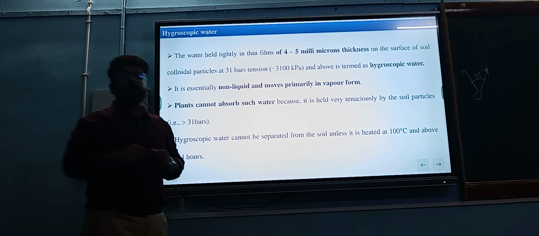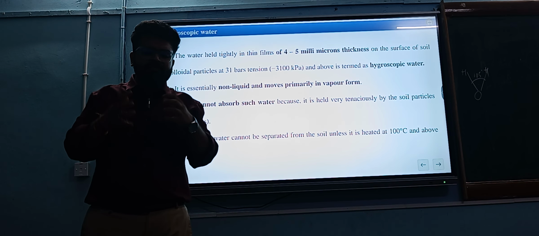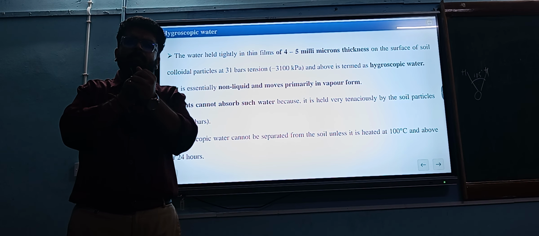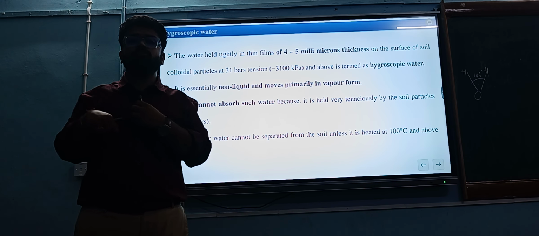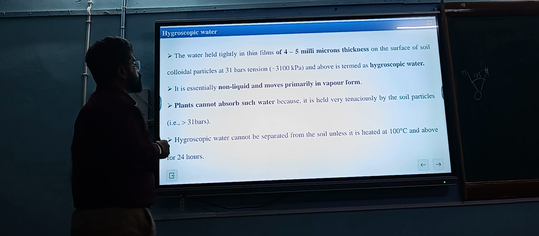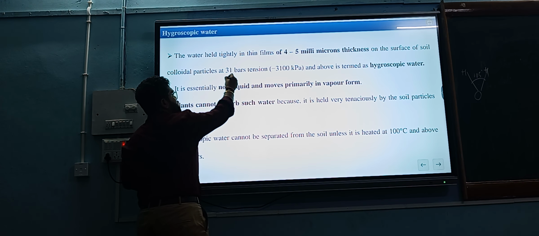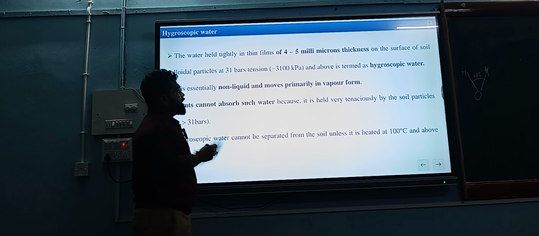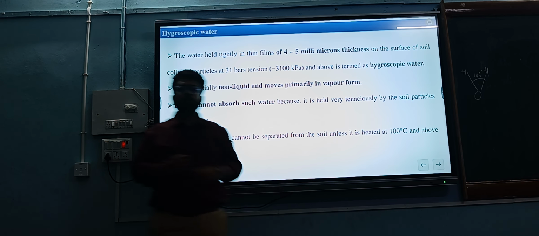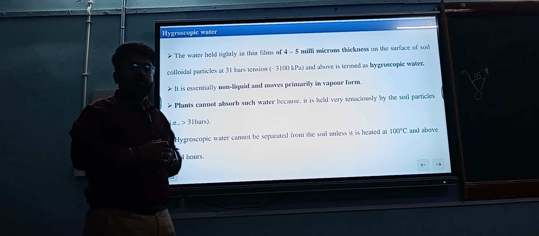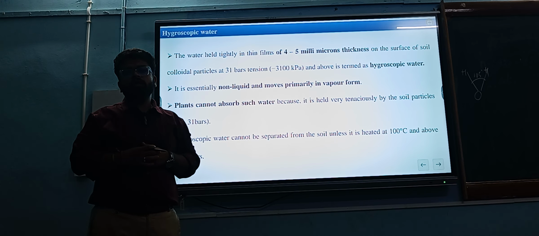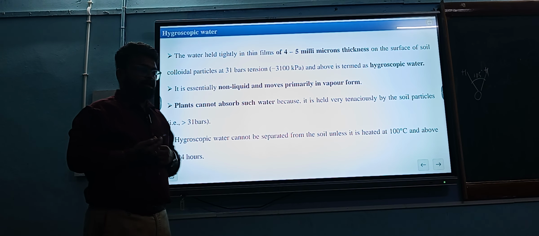Next, we have hygroscopic water. It is water held very tightly on the soil particles in a vapor or gaseous form, which the plant cannot absorb from the soil. That water we call hygroscopic water. It is held at a tension of 31 bar, but when expressed in kilopascals, it is 3100 kilopascal. That is, 1 bar is equal to 100 kilopascal.